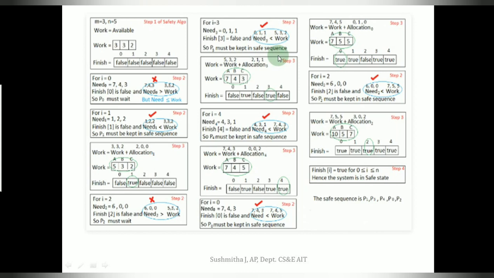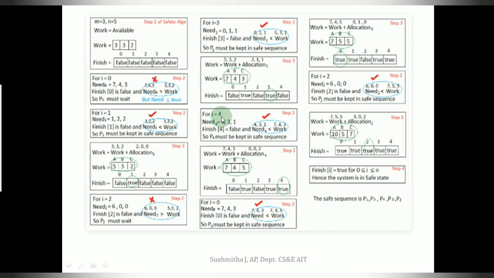Now what will be my available? My available changes. My previous work was 532, plus the allocation of the process P3, that is 211. Now my work is 743.